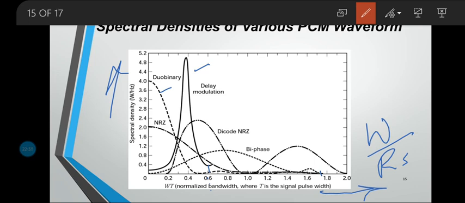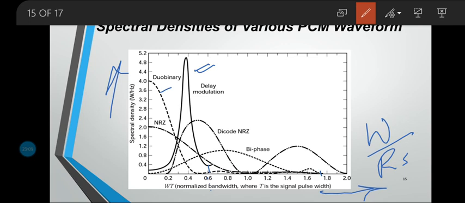So when we consider both the bandwidths, delay modulation is actually carrying more data with a lesser amount of bandwidth, whereas duo binary is consuming less spectrum density, but it has a very large bandwidth. So this kind of technique we have to avoid.